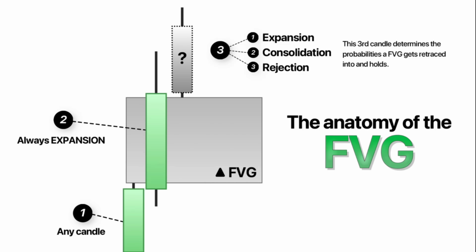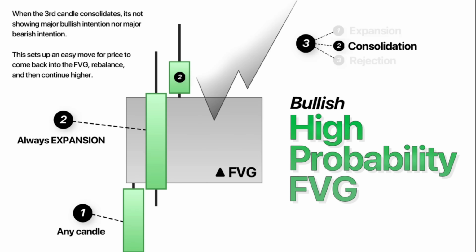Now, this 3rd candle, the way it forms, determines the probabilities a fair value gap gets retraced into or even holds in the first place. Now, for a bullish high probability fair value gap, and this also applies to a bearish high probability fair value gap, but we're just using a bullish example here, the 3rd candle is a consolidation candle, ideally failing to close above that candle 2, just the middle candle's high.